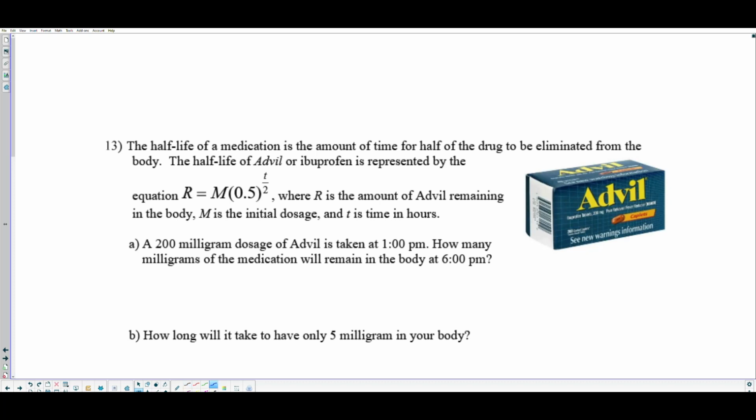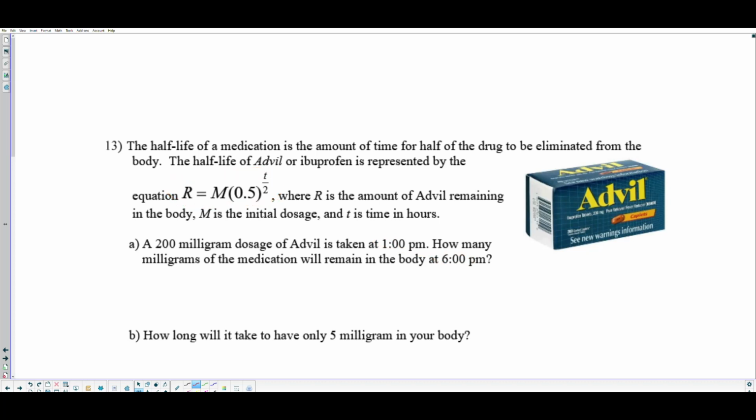So part A says, hey, you got 200 milligrams dosage of Advil, and you take that at 1 p.m. Okay, how many milligrams of the medication will remain in the body at 6 p.m.? So this is just taking this equation here and utilizing that 200 in there for the initial dosage, and you got to figure out between 1 and 6 how much time has elapsed. That's all you got to do.